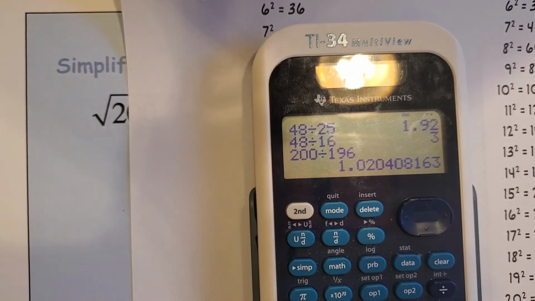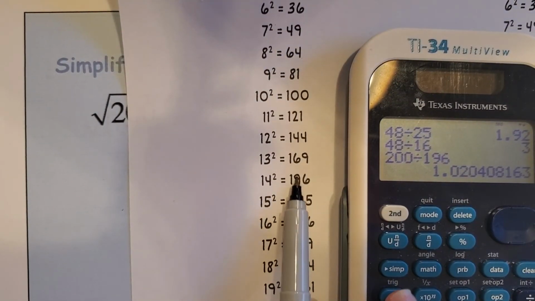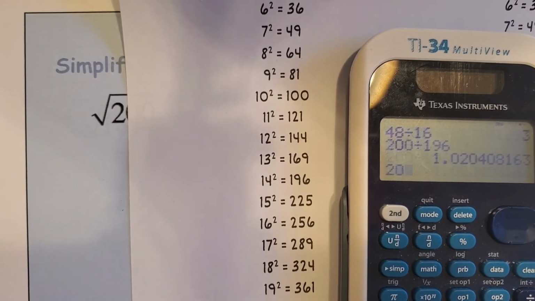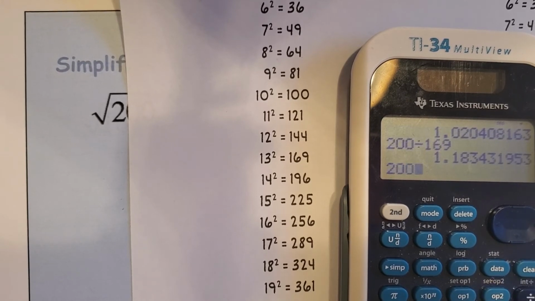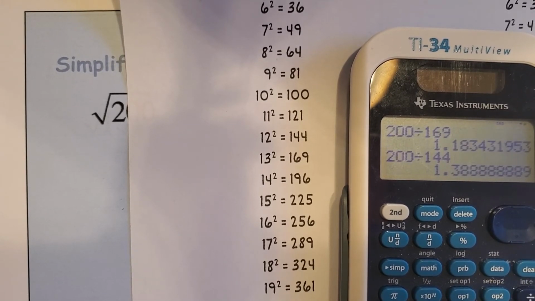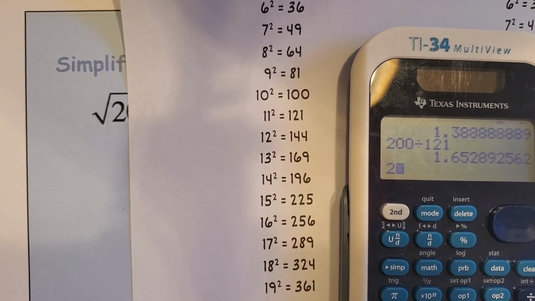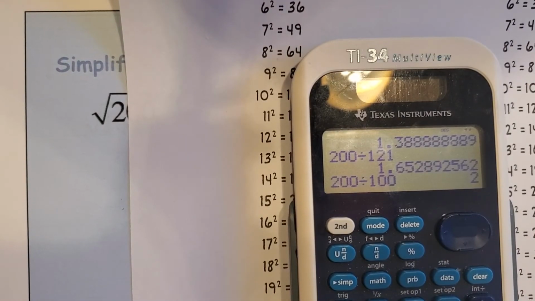Didn't think that was going to work. So we're going to keep going from 196 smaller until 200 divided by one of these numbers on the right-hand side gets us a whole number. So 200 divided by 169, 200 divided by 144, 200 divided by 121, 200 divided by 100. That's where I think most of you had thought originally. 200 divided by 100 is 2.